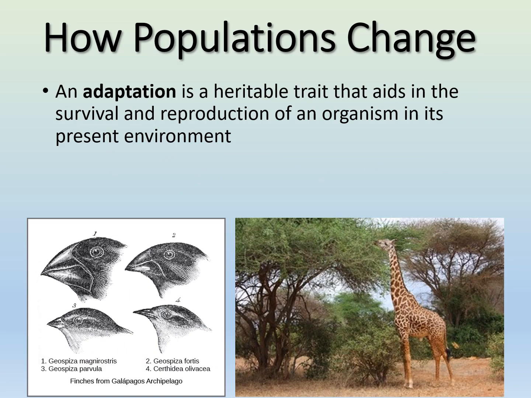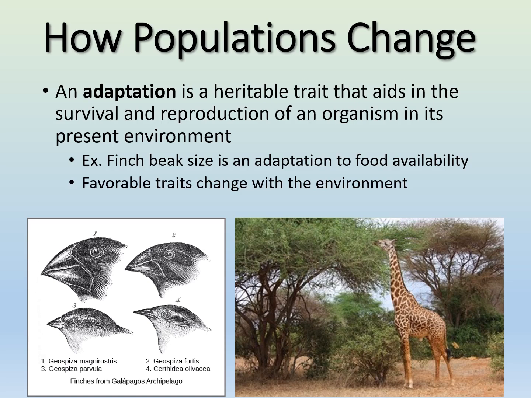So we know that we have genetic diversity, we have variation. An adaptation is a heritable trait that aids in the survival and reproduction of an organism in its current or present environment, right? So we had an example of our Galapagos finches where the beak size is an adaptation to food availability, right? Or our giraffes is another example with neck length. Okay, so those are adaptations, and the favorable trait can change with the environment, right?